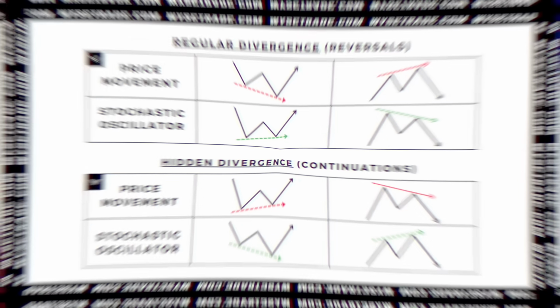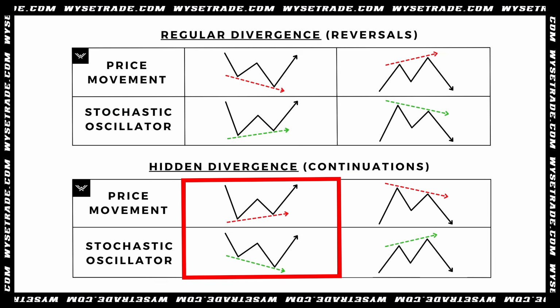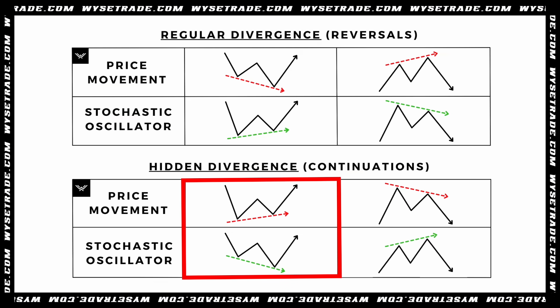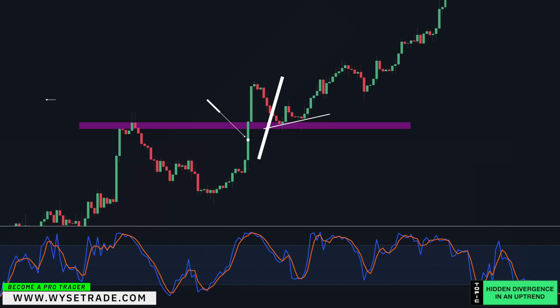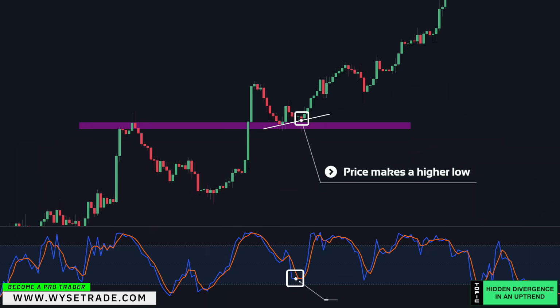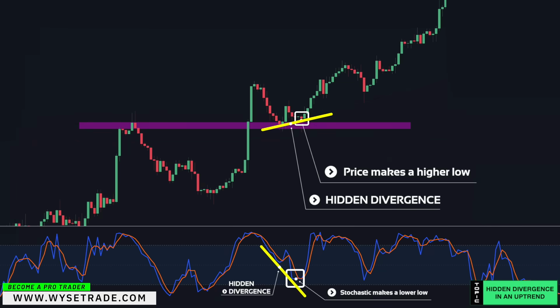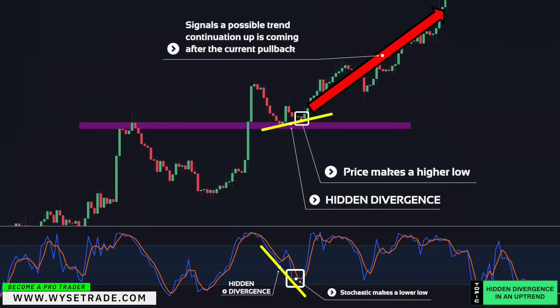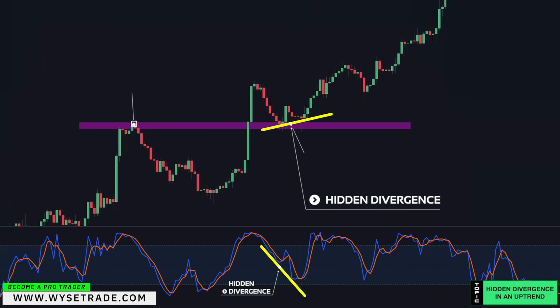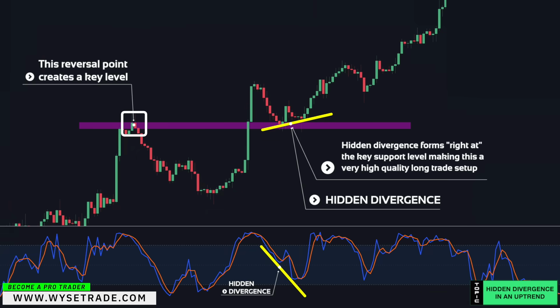Now, moving on to hidden divergence in an uptrend. You have a moving uptrend. Price makes a higher low, whereas the stochastic makes a lower low, which is a divergence in direction between price and the indicator. This signals a possible trend continuation upwards is coming after the current pullback. To take this up a notch, this hidden divergence is also occurring at the key support level, which makes this a very high quality long trade setup.